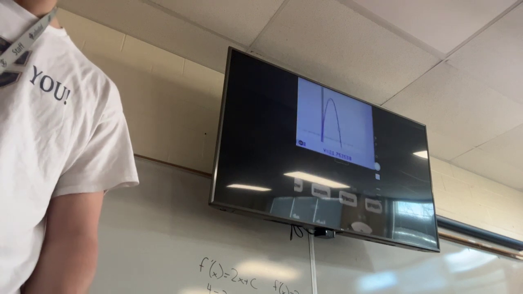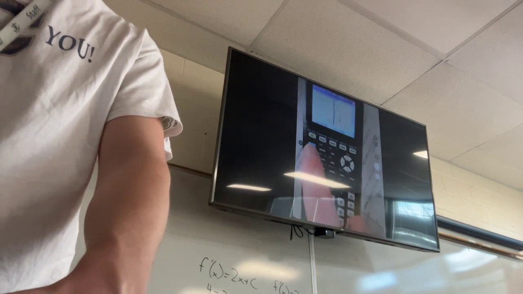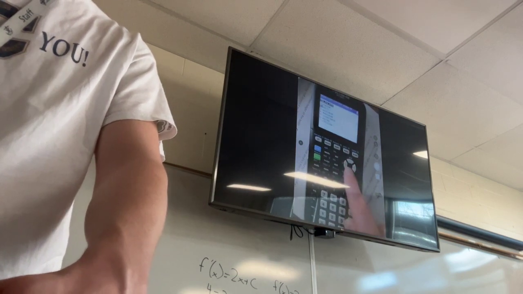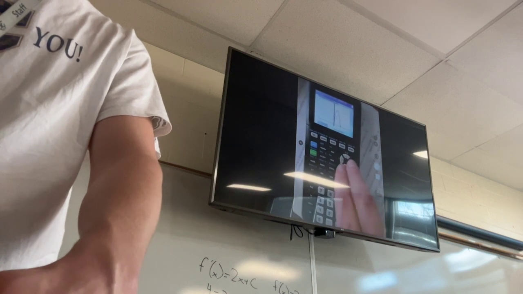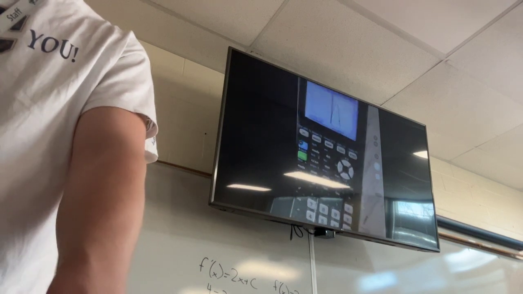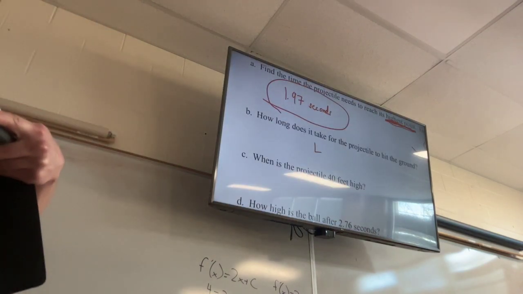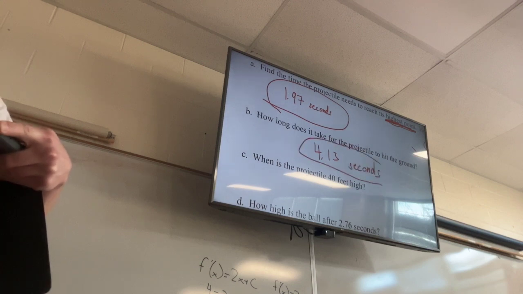Yeah, so it's going to find the second 0 there. Okay, right? If this is the height, when the projectile hits the ground, it's going to be a height of 0. So find that second 0 there. Second trace 0, right? Cursor somewhere to the left of that intersection point, enter. Somewhere to the right, enter. It says guess, hit enter. All right, 4.13 seconds. 4.13 seconds, okay.